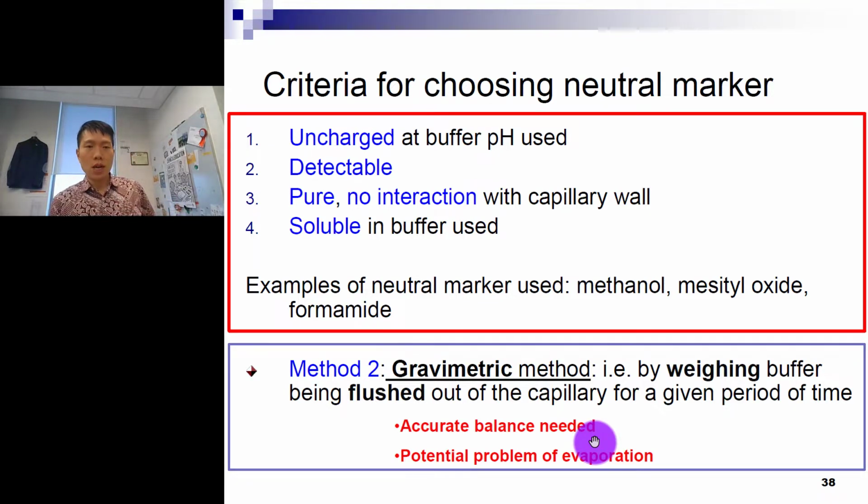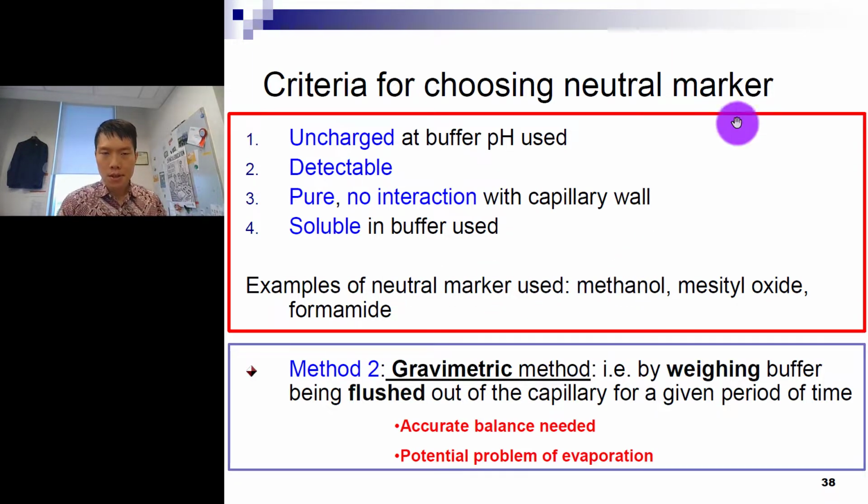And then of course it should be soluble in the buffer, because if it's not very soluble, it becomes like a solid, it's stuck. It will affect the movement of the other substances of your sample. So for some of these neutral markers we use methanol, acetone, formaldehyde, depending on the solvent the buffer uses.